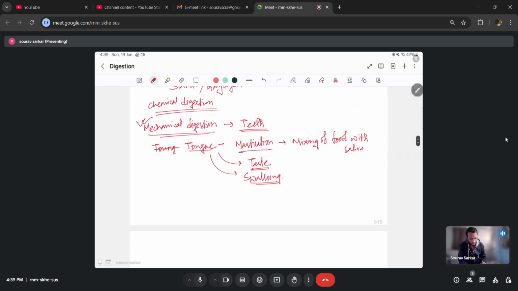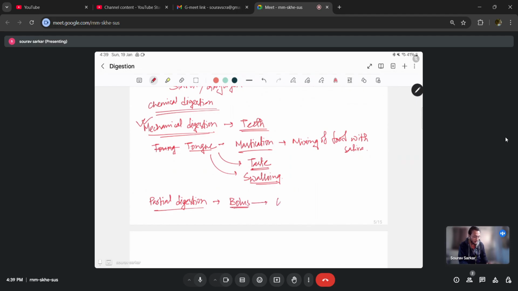Now, after breaking down the food and mixing it with the saliva, not all the starch or carbohydrate is going to break down. Some amount of starch or carbohydrate will be broken down in this portion, and it will convert into maltose. So we will not say complete digestion of carbohydrate, we will say partial digestion of carbohydrate. That mixed component, the food with the saliva, is known as bolus.